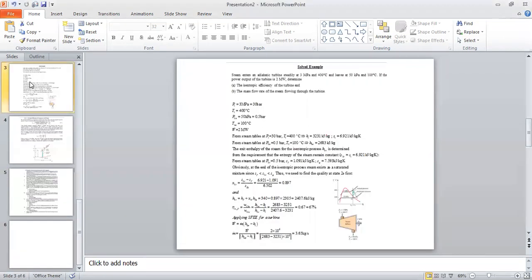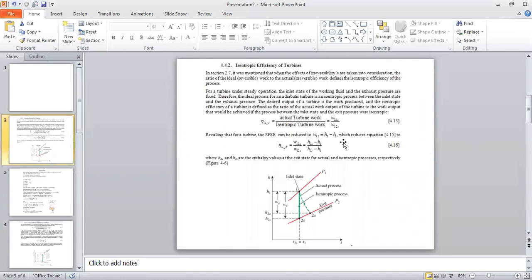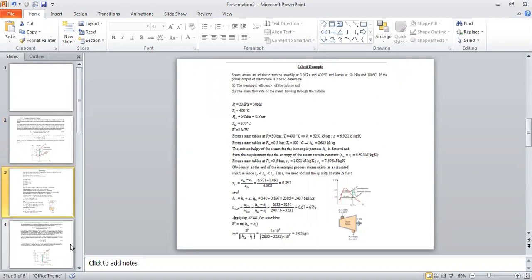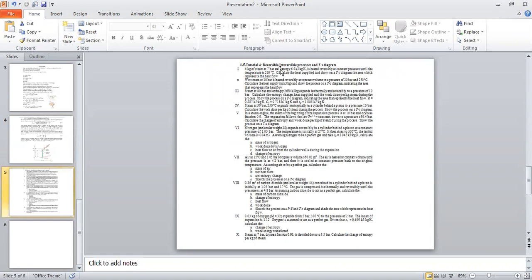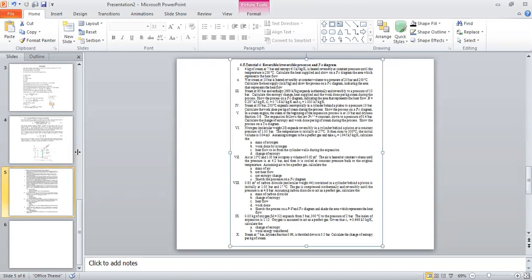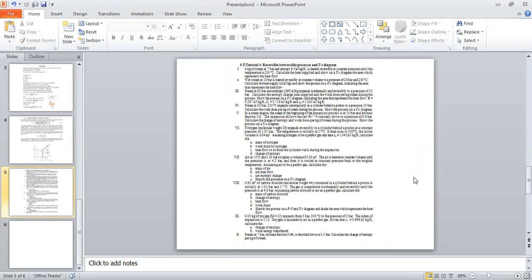I put here applications. See, isentropic efficiency is there. Means we are done. Okay, and here the reversible, you can see reversibility and irreversible processes and TS diagram, the topic under this. So you look into the notes, you can see this big in the notes and solve this.